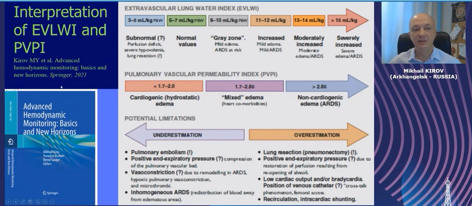In our recent book devoted to advanced hemodynamic monitoring, together with other authors, we have analyzed the value of lung water and pulmonary vascular permeability index in light of recent publications. And we see that non-cardiogenic pulmonary edema, when PVPI is close to 3 and exceeds this value, is a clear sign of severe ARDS. Certainly, the method of analyzing lung water using thermodilution also has some limitations, like pulmonary embolism, inhomogeneous lung damage, lung resection, low cardiac output, and intracardiac shunting, as well as some other limitations.